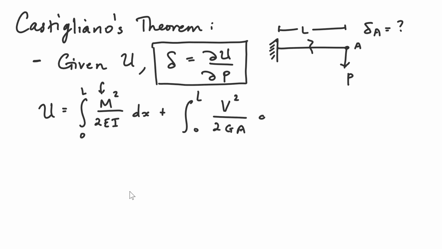2GA. Okay, and G is known as the shear modulus, and A is the cross-sectional area in the lateral direction. I and A are two completely different things, in two completely different directions. That's something you should note.